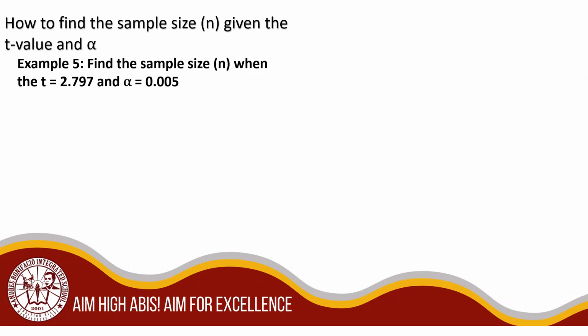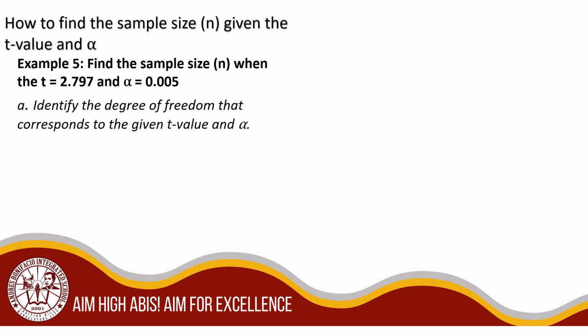Okay, this time naman, we're going to find the sample size n given the t value and the alpha or the area. So, find the sample size n when the t value is 2.797 and the alpha is 0.005. So, what are we going to do? Identify the degree of freedom that corresponds to the given t value and the alpha. Of course, so t is equal to 2.797 is the intersection of alpha, which is 0.005, and degree of freedom of 24. So the degree of freedom is 24.